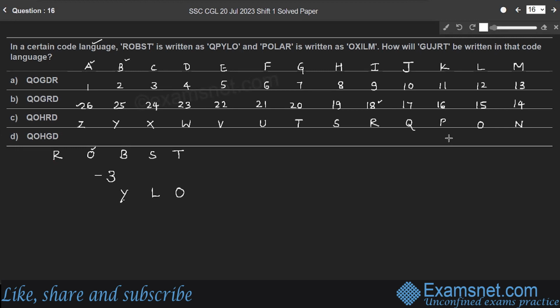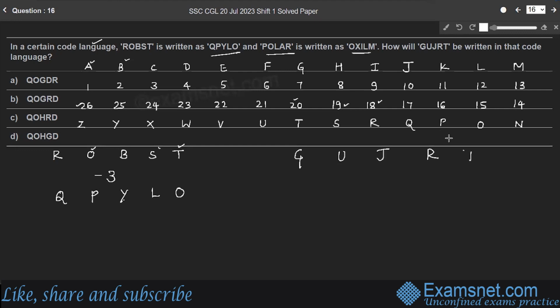S is coded as 19 minus 3, which is 16, nothing but P. T is 20 minus 3 is 17, which is Q. Therefore, ROBST is coded as QPYLO. Similarly, POLAR is written as OXILM. Subtract 3 from each letter and write the respective codes in reverse manner. Simple logic.